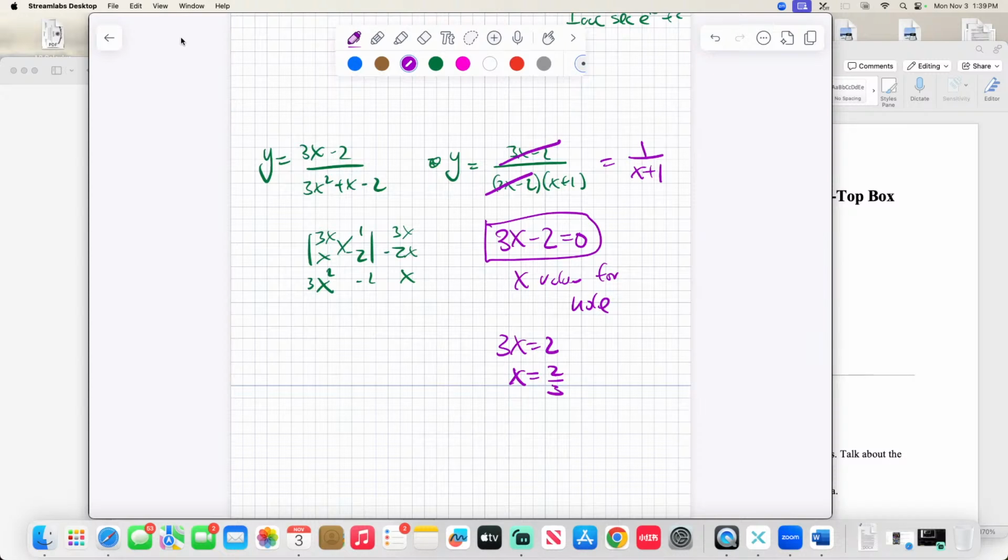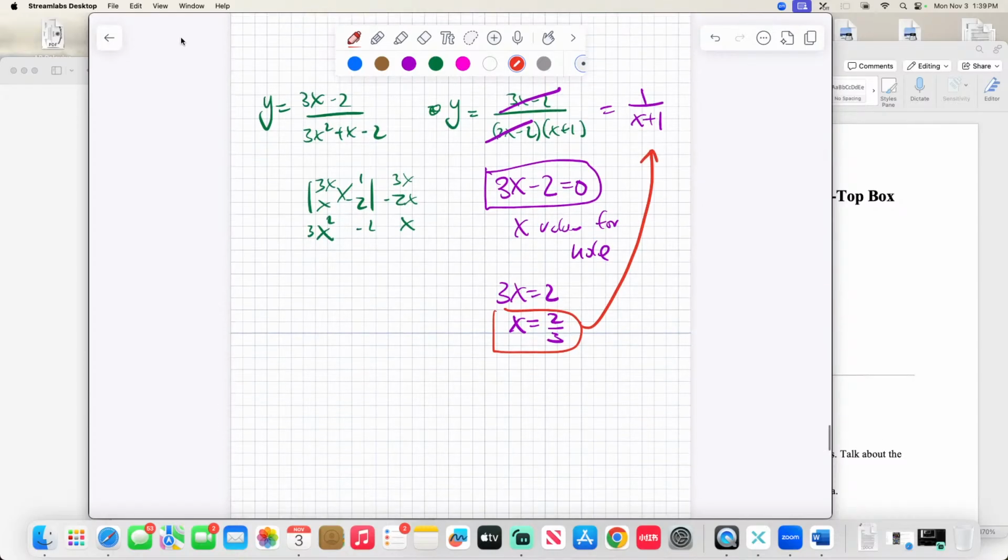With that being said, I need to find the y value of the hole. We found the x value of the hole. What do we have to do? Plug in where? The new equation. Once you plug into the new equation, that means f of 2 over 3 in this case. So it'll be 1 over (2 over 3 plus 1).